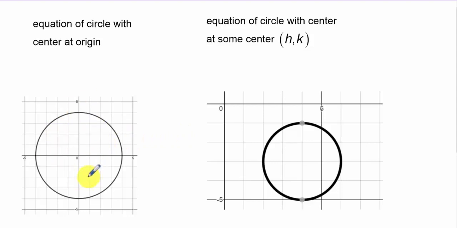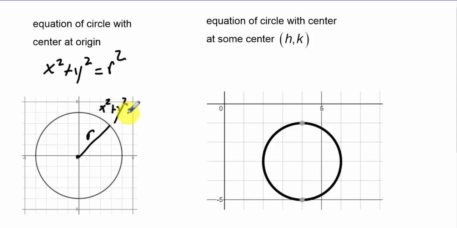If I have a circle centered at the origin, so it's 0, 0, and it has some radius r, the equation for this, if you remember, was x squared plus y squared equals r squared. And in this case, this looks to have a radius of 4. So for this specific circle, it would be x squared plus y squared equals 16.